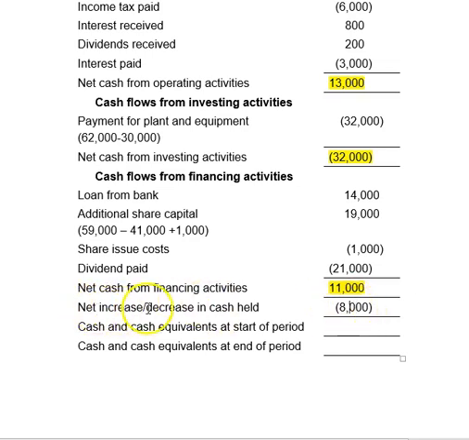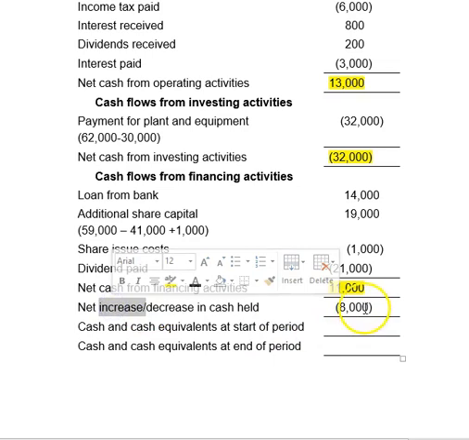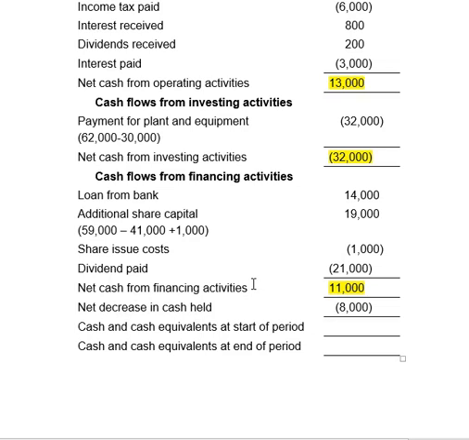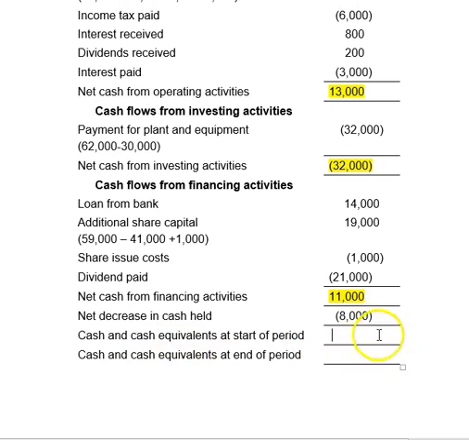So the net cash decrease, okay, so this is a decrease in cash held, so you need to write net decrease in cash is 8,000. That means overall there is a decrease in cash by 8,000. Okay, you need to sum everything and then you put it over here, so you find out that you will have a net decrease in cash, and in order to prove that, you need to have the cash and cash equivalent at the start of the period and the cash and cash equivalent at the end of the period. And you need to compare these two figures to see whether you have a net decrease in cash of 8,000 or not.